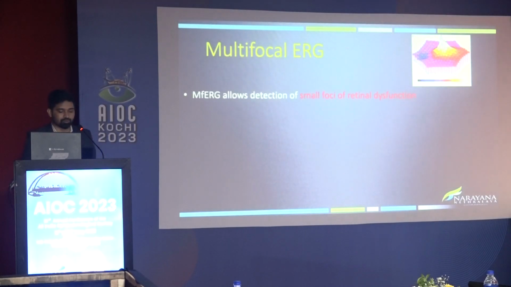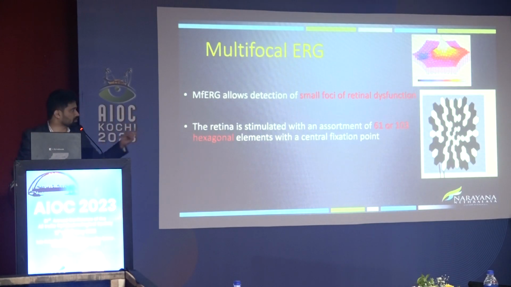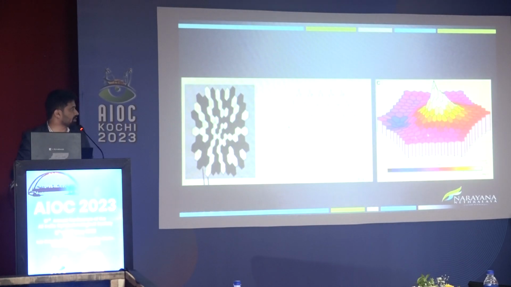So then comes multifocal ERG. As I told, to detect even small foci of retinal dysfunction, we stimulate multiple points on the macula. We use either 61 or 103 hexagonal elements, depending on the area and the finer detail with which we stimulate the retina. Each and every light point will stimulate the retina, and we'll get a waveform corresponding to each and every point which gets stimulated in the macula.